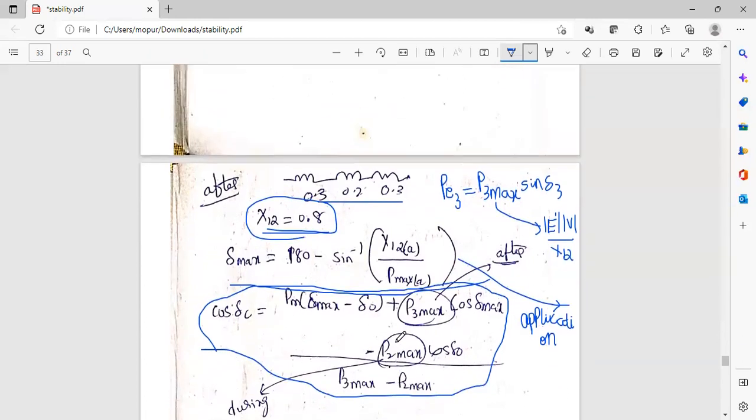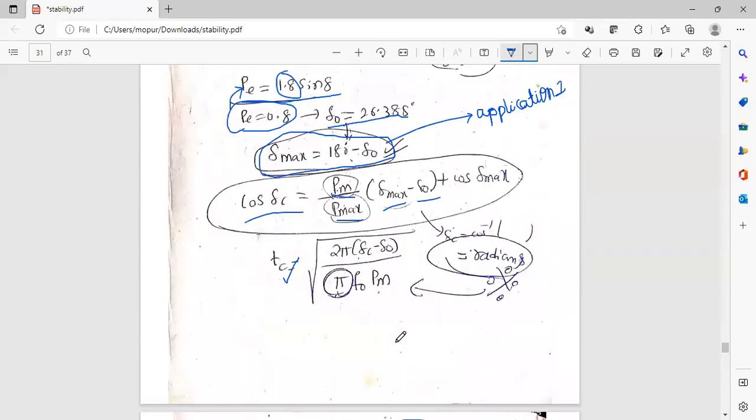And from this del C, you can substitute this del C in TC formula to get the critical clearance time for the second application. So with this, I will stop recording. This lecture is ended. Thank you.